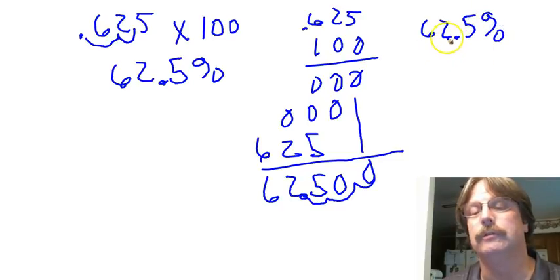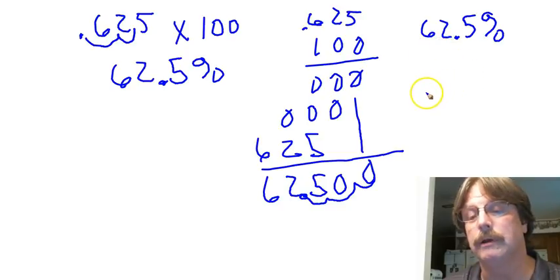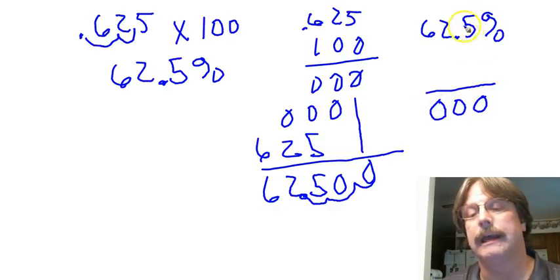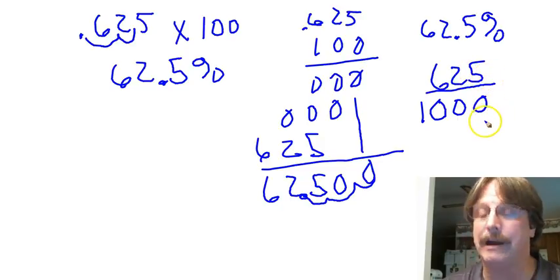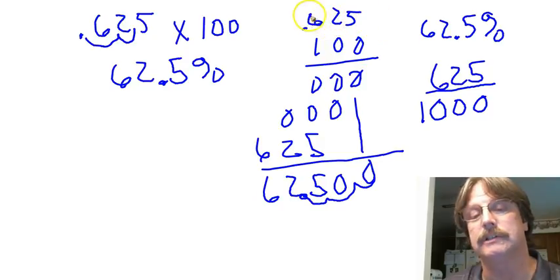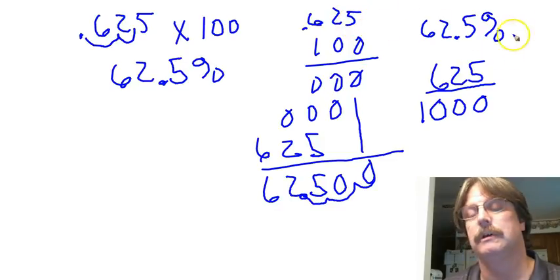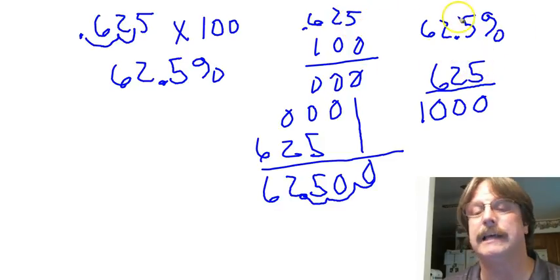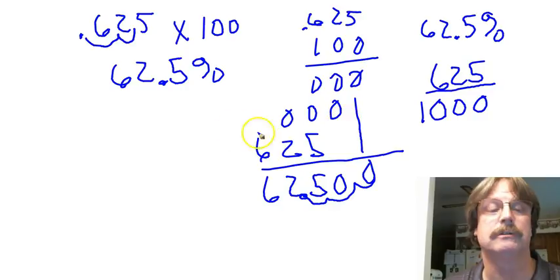If I want to go to fraction form, I put my bar. I have 1, 2, 3 digits, so I'm going to have 3 zeros. And then I bring my 6, put my 1, 6, 2, 5. So 625 thousandths is the 0.625, because this is the tenths, hundredths, thousandths position. So that's how you can go from percent to fraction to decimal.